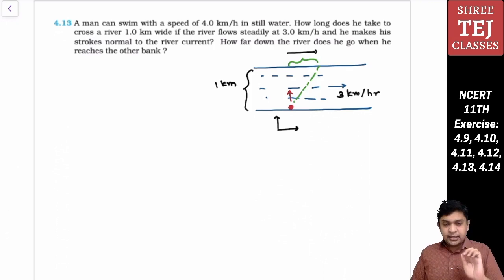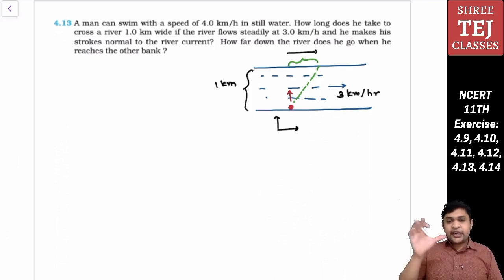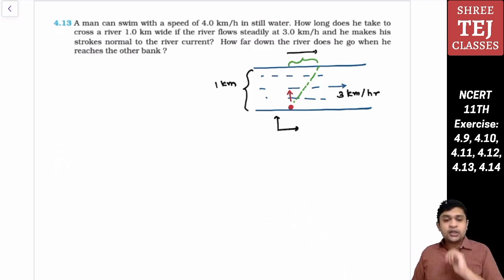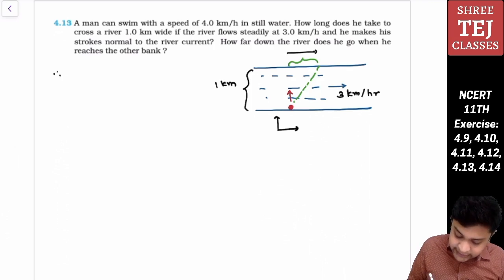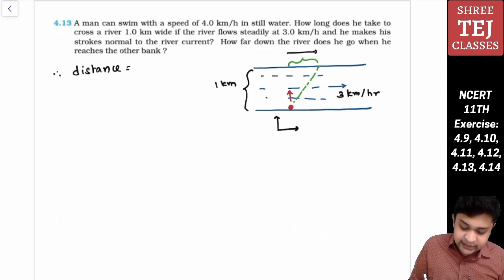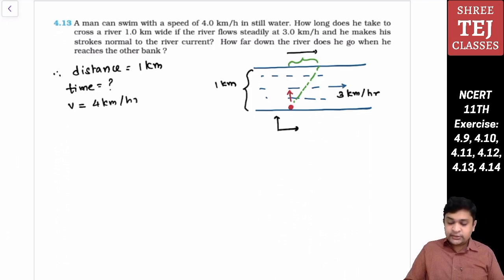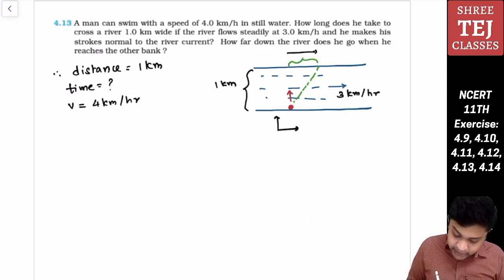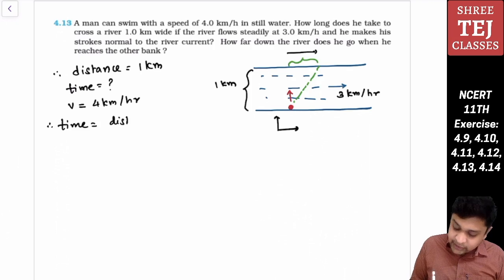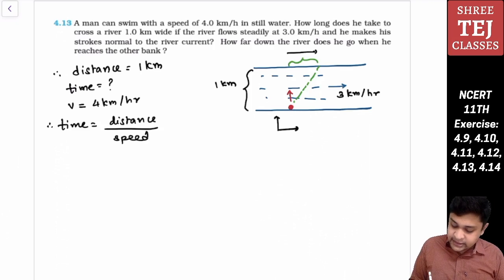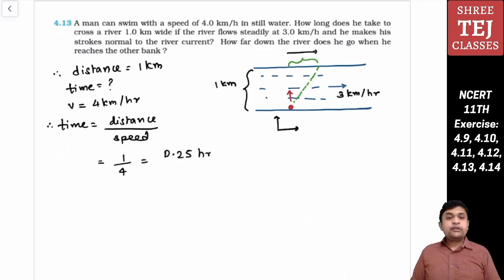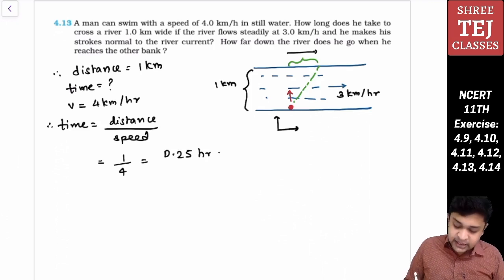Because he is traveling normally, his speed is 4 km per hour. So it would take 1 kilometer divided by 4 km per hour amount of time to cover the distance. Distance that needs to be covered is 1 kilometer. Time that he takes, we have to find. His velocity v is 4 km per hour because that is his speed with which he can swim. Therefore, time is equal to distance upon speed. So distance is 1 km, speed is 4 km per hour. So time is 0.25 hours. So in 1/4 hour, which is 15 minutes, he can cross the river.